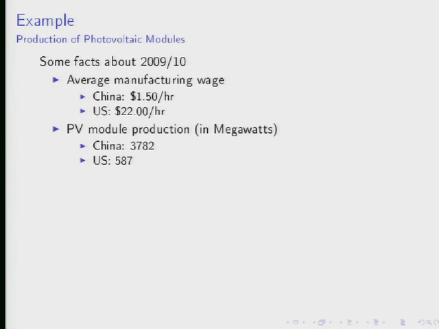So there's a big difference in one of the input factors that we've been, when we write down these production functions that depend on capital and labor. This is telling us that the cost of one of those inputs is much higher in the U.S. than it is in China. So labor in particular for manufacturing is many times more expensive in the U.S. than it is in China. Okay, so that's one fact.